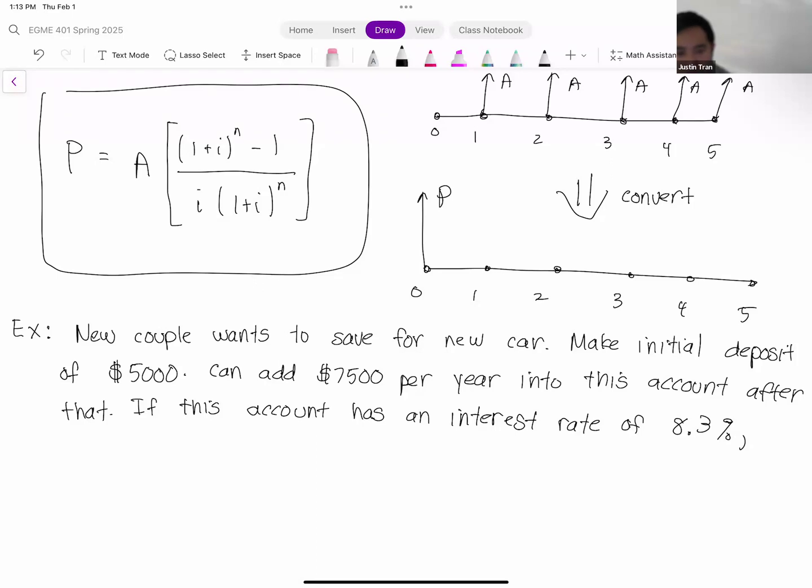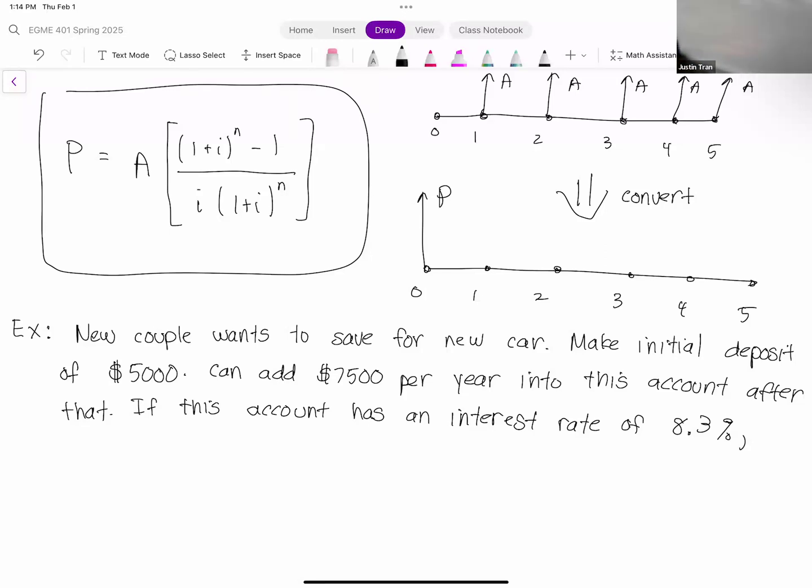Questions from the chat. So the previous formula for P is converting a uniform series to a present amount. That's correct. Yes. So the way to read these equations is whatever's on the right side, you'll see some symbol there, either a P or an A, an F, and later on we'll introduce G as well. That's the thing you're converting from. And the thing on the left-hand side is what you're converting to. So in that case, the P is on the left-hand side of the sign. That's what you're converting to. The A is on the right-hand side. That's what you're converting from.